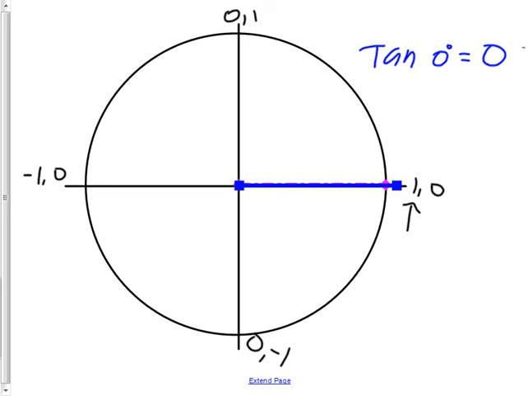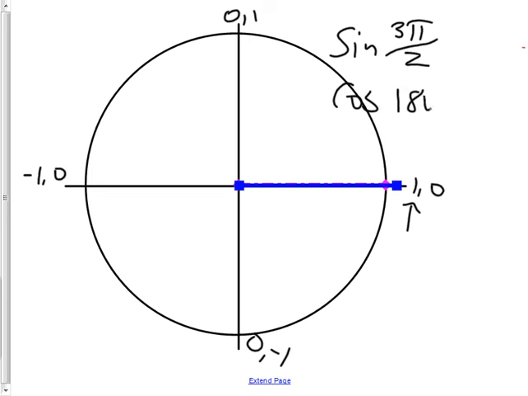Okay? I'm going to give you 3 questions now, and if you can get these 3 right, then you totally understand what's going on here. What is the sine of 3 pi over 2? What is the cosine of 180? And what is the tangent of pi over 2? All your answers should just be a number, like 2 or 1 or 0 or -1. Try it.